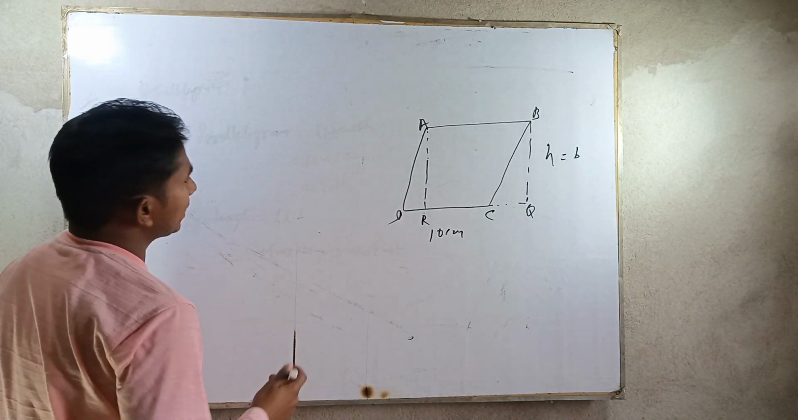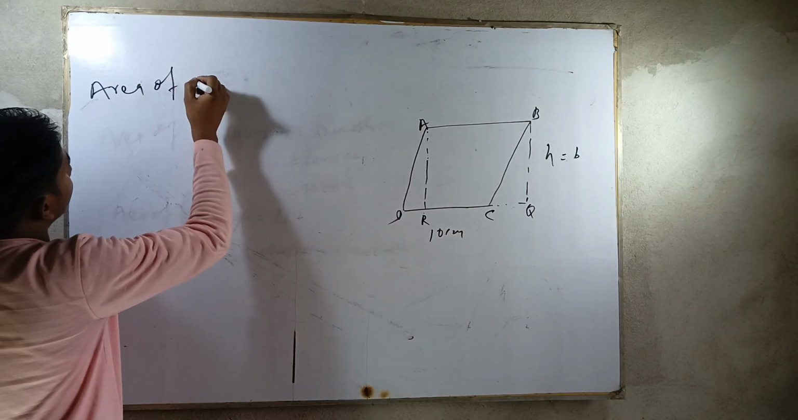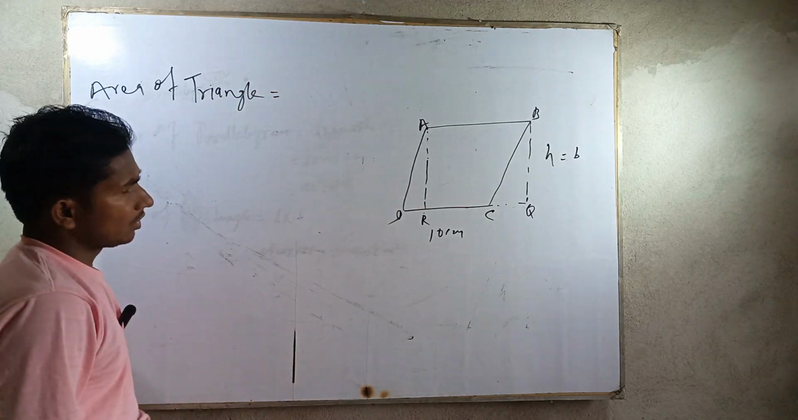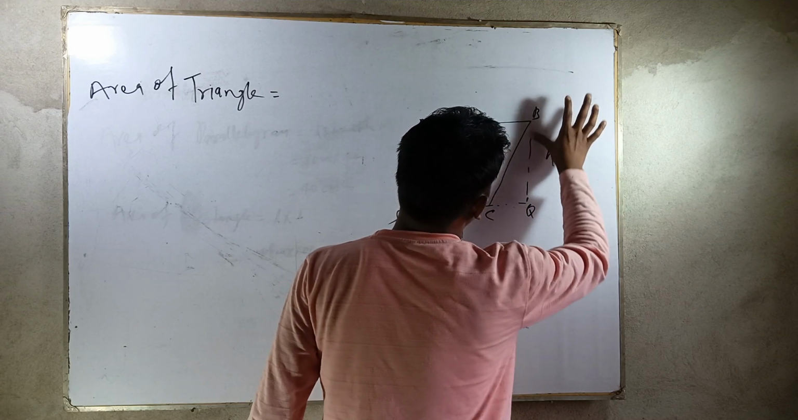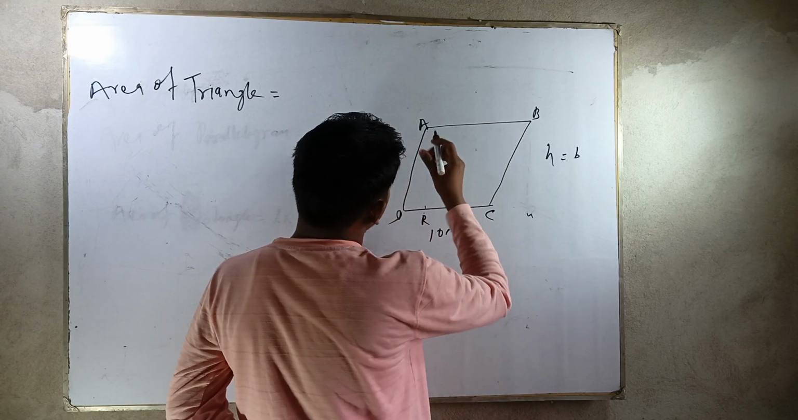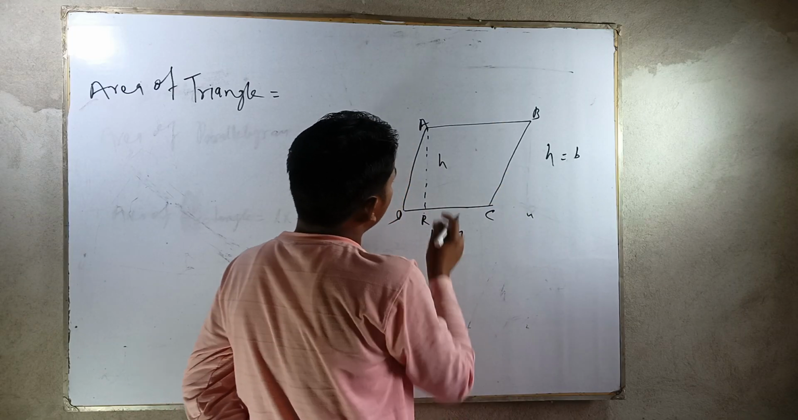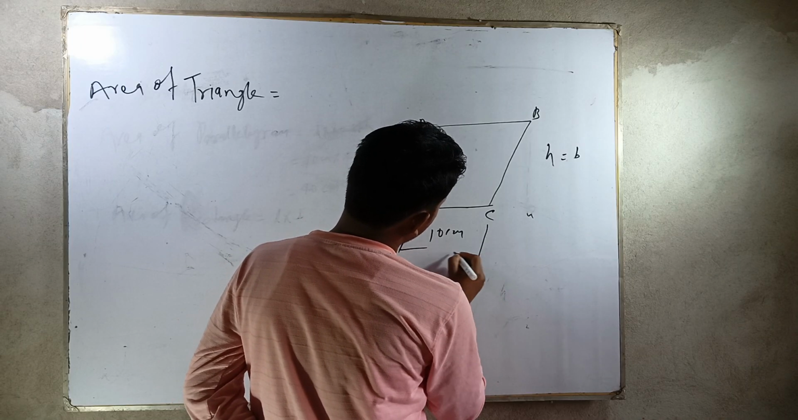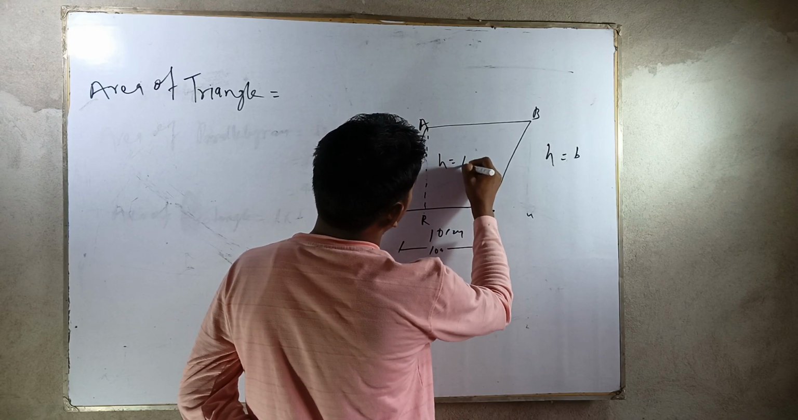So now I will see the area of a triangle. If I see that this one is the height, the height of the parallelogram, and this one is the length, that h is equal to 4 centimeter.